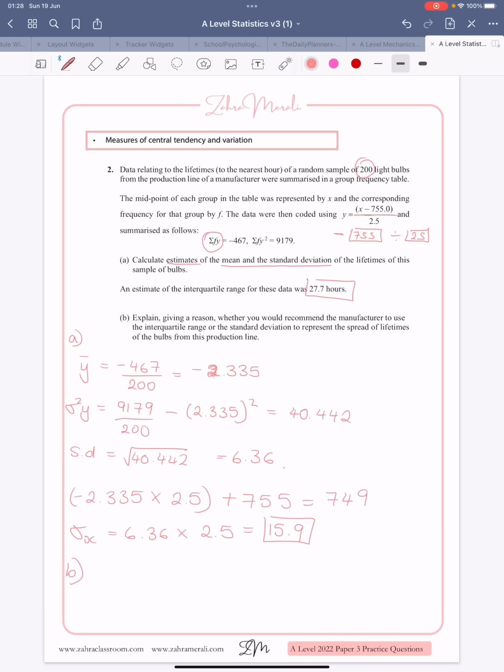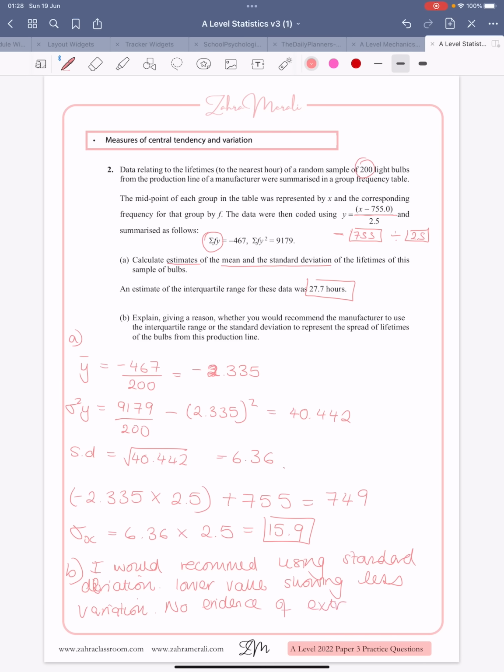So what you'd say here is I would recommend using the standard deviation, and the reason is that it's a lower value, showing less variation. And you could also write no evidence of extreme values. Right, I hope that's useful. We'll look at the next question.